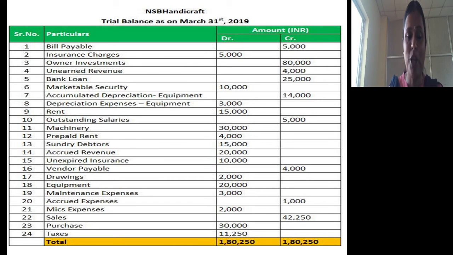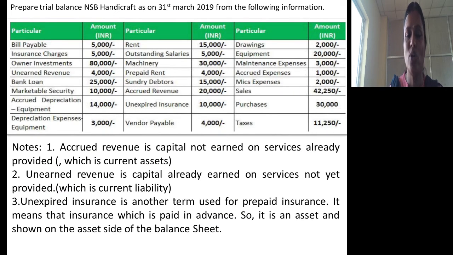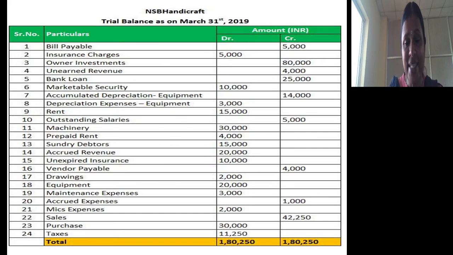Machinery is an asset, debit balance. Prepaid rent, any expenses paid in advance are current assets, so debit balance. Sundry debtor, asset, debit balance. Accrued revenue, I explained what accrued revenue is. It is revenue not yet received on services already provided, which is a current asset, so an asset shows a debit balance. Unexpired insurance is nothing but prepaid insurance, which is an asset, debit balance. Vendor payable means we are liable to pay the vendor, meaning a creditor. Creditor means liability, credit balance.